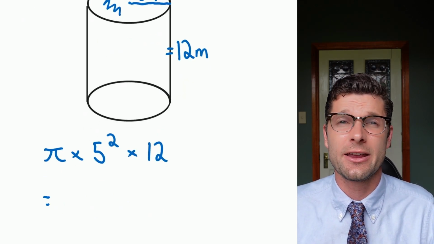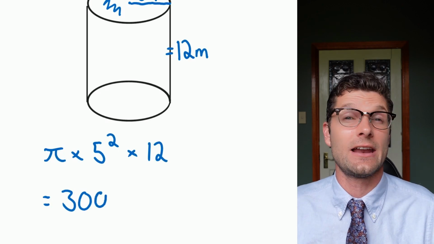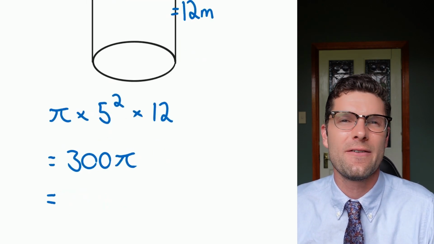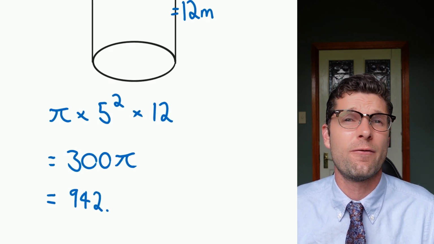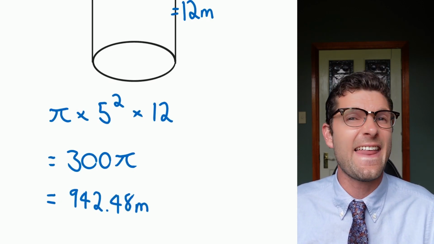And throwing that into my calculator would give me 300 pi. That's the most correct answer you could have. But if you need to round it to 2 decimal places, the answer is 942.48 meters cubed. And that's all we've got to do.